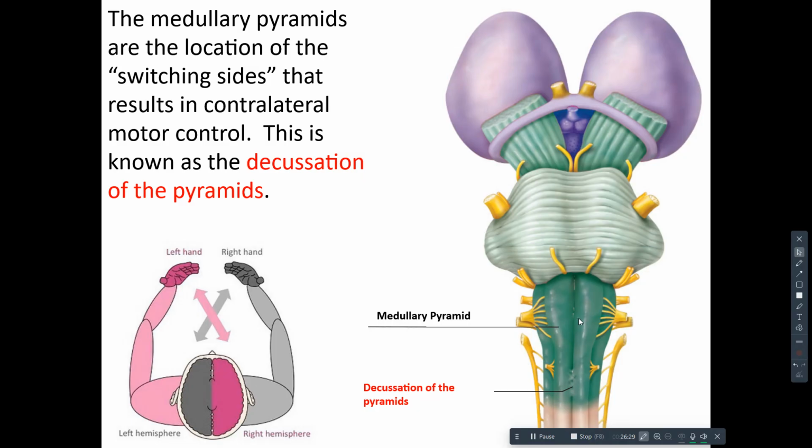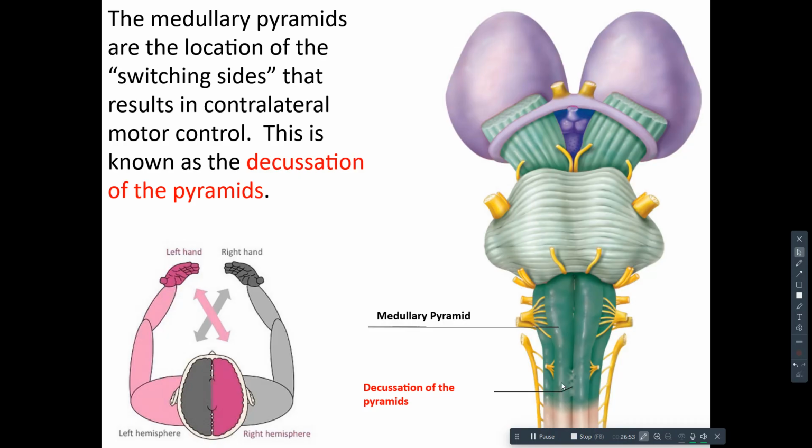Now, it's in the pyramids that we do the switching of sides. We can kind of see that. The little crisscrosses that are going on right there. So, axons from the left primary motor cortex are coming down in the medulla and switching sides. And ditto on the right.